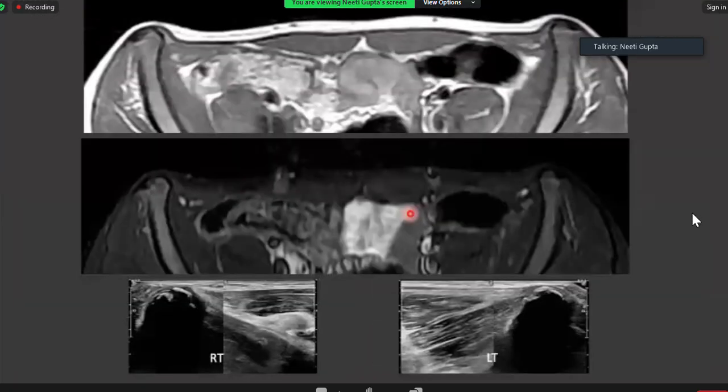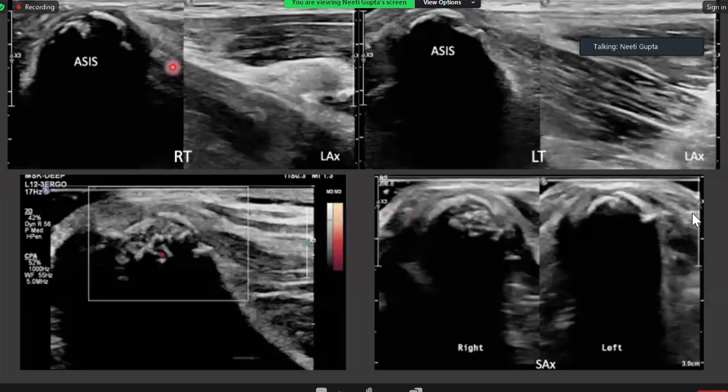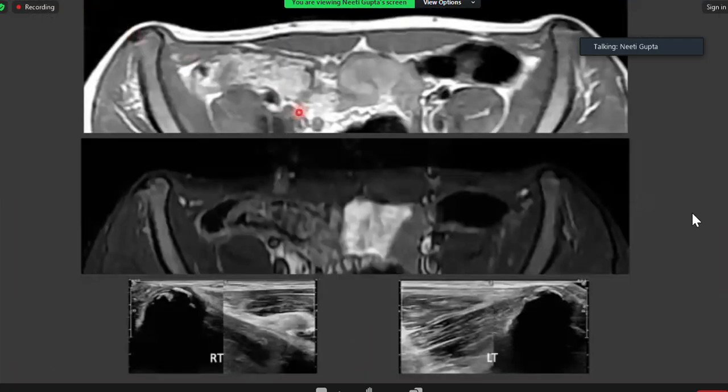I gave the possibility of an ASIS epiphyseal avulsion injury. They also got an MRI confirmation, which confirmed the ultrasound findings. But you can see how subtle the MRI findings are in contrast to the ultrasound.